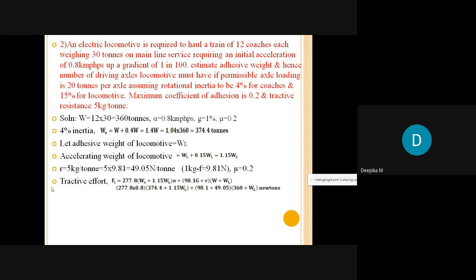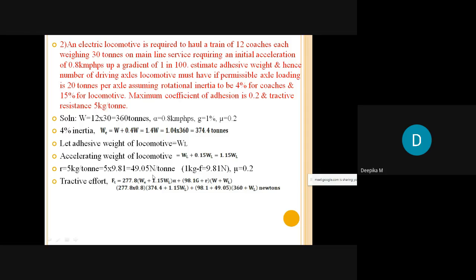Because we know the formula, which is nothing but 277.8 WE alpha plus 98.1 G plus R into W, where W is only the dead weight. Dead weight here means the dead weight of the train plus the dead weight of the locomotive, which is the total dead weight. So I have written only W plus WL over here.